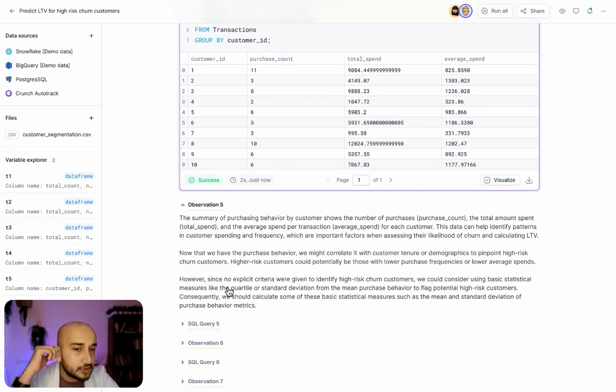Now we have the purchase behavior. We might correlate it with customer tenure, of course. So you go in and marry this data with the demographic data, which is sitting in another tab in the sheet, because I uploaded the sheet. I know that. Since no explicit criteria were defined, we could consider using basic statistical measures like, of course, quartile or standard deviation. That's fair.